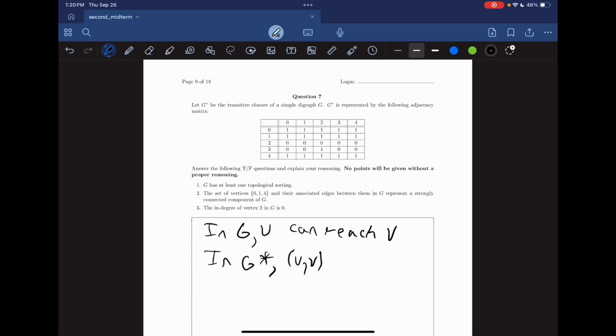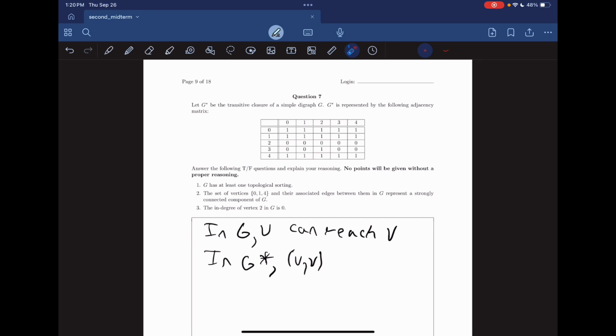So if we're specifically looking at this adjacency matrix, let's look at a couple of these values and try to explain what that means. For instance, if we look at the row for 4 and the column for 2 in this G star adjacency matrix, essentially what that's saying is that there is an edge in G star from vertex 4 to vertex 2, because there's a 1 in that spot. If there's a 0 in that spot, it means there's no edge. If there's a 1 in that spot in the adjacency matrix, it means there's an edge.